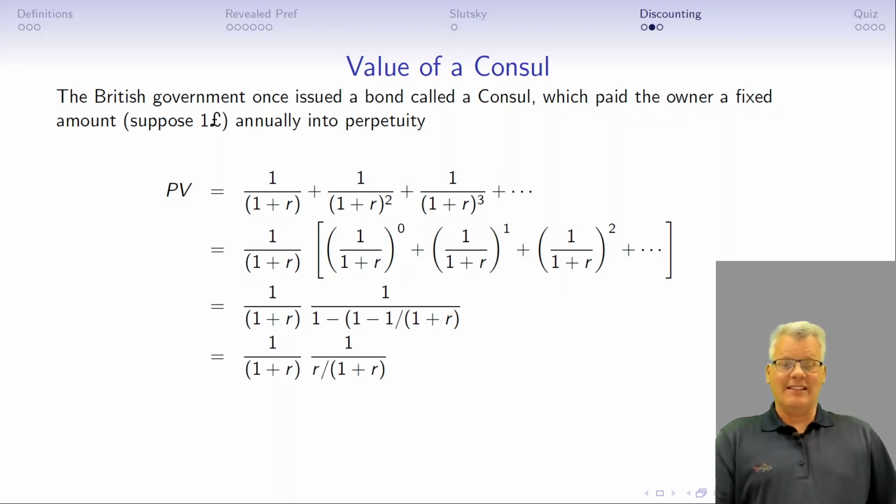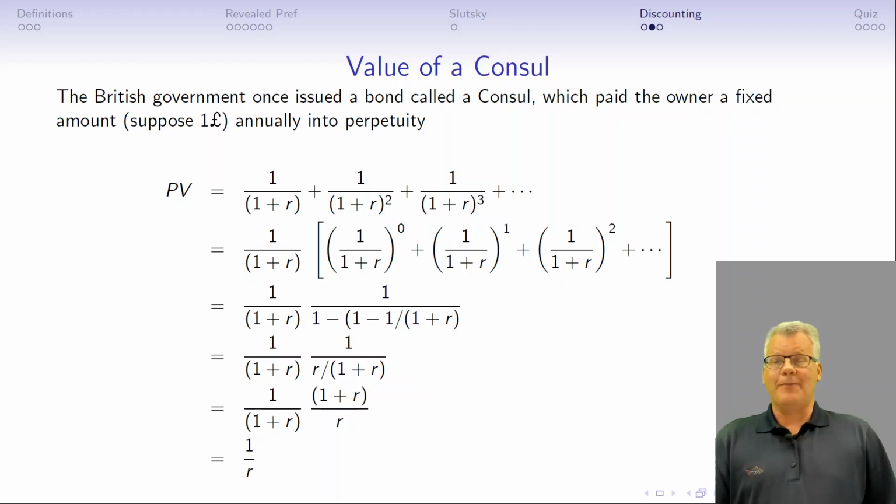If I manipulate this a little bit, and simplify it, it turns out that the sum of this infinite geometric series is 1 over the interest rate. So, for instance, if the interest rate today were 5% and it was assumed to remain 5% into perpetuity, the present value of this promise to pay £1 annually forever would be 1 over the interest rate of 0.05, or 20, right? So this security should sell on the open market for £20.